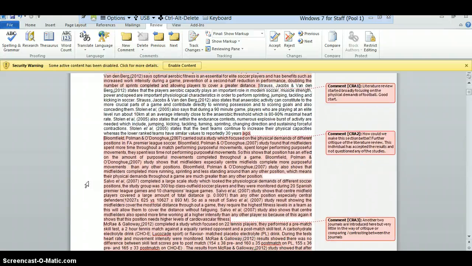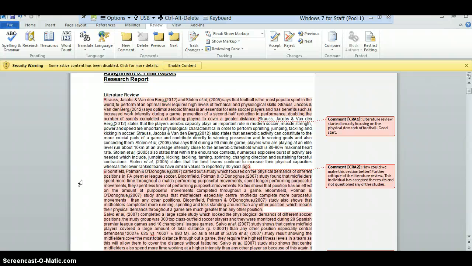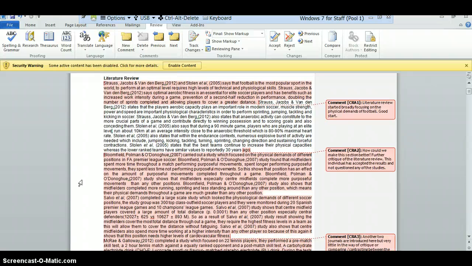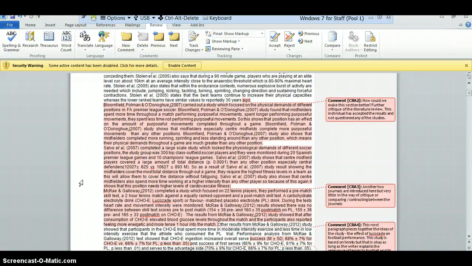They then go on to discuss lots of different journals that are based around the physical demands. So we've got Bloomfield, Pollam and O'Donoghue, 2007. We've got Salvo et al. 2007. The referencing is very, very good. Okay, at points throughout this, they are being critical. They are saying the strengths and weaknesses, but that is one of the limitations of this particular example. Okay, they haven't always done that. They haven't always put in strengths and weaknesses, but the amount of references used and the way they put this together is really, really good.